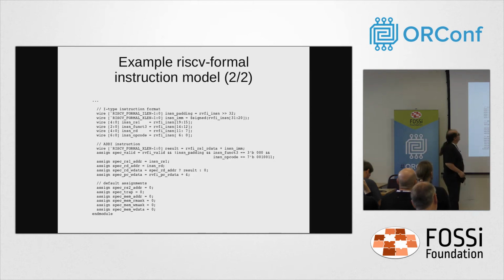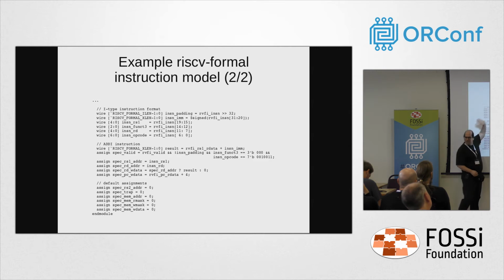And then whatever the instruction is, in this case, it's an I-type instruction format. So we take the instruction and we decode it so that we have it in different signals. And then we say, OK, it's an add E instruction. So we have to take the read data from source register 1, and we add the immediate, so we get the result, things like that.